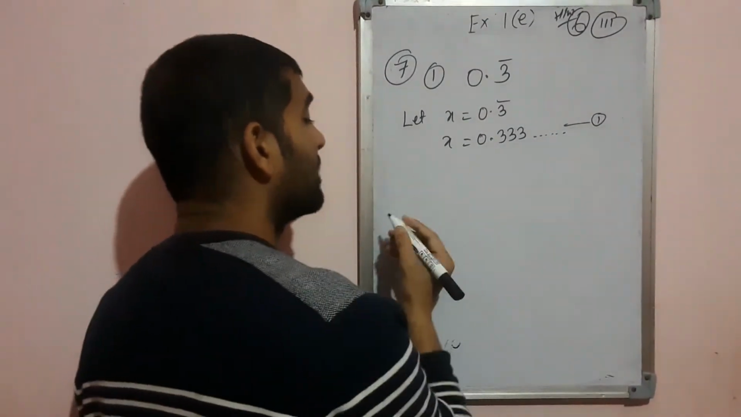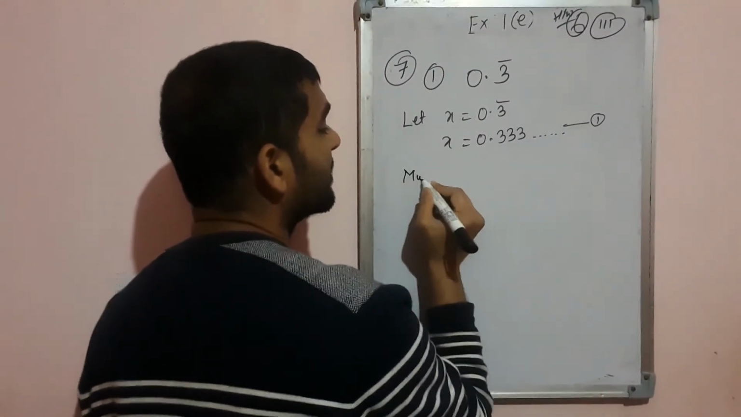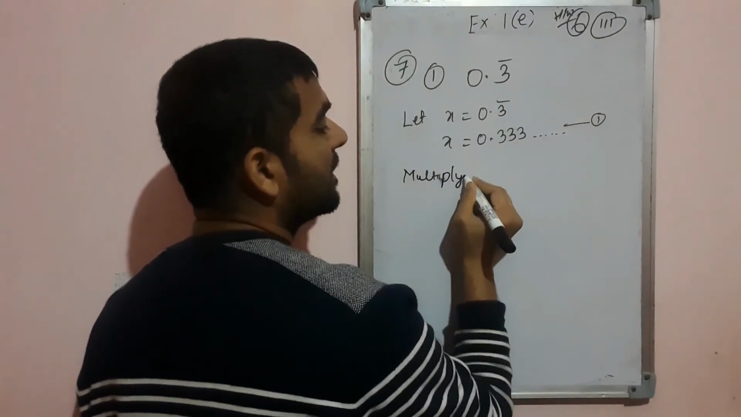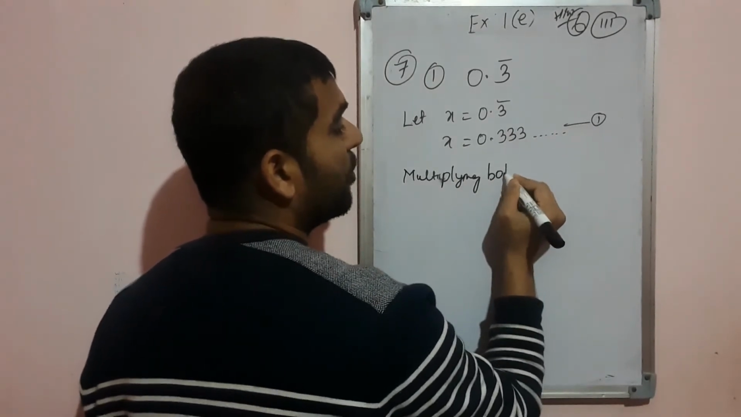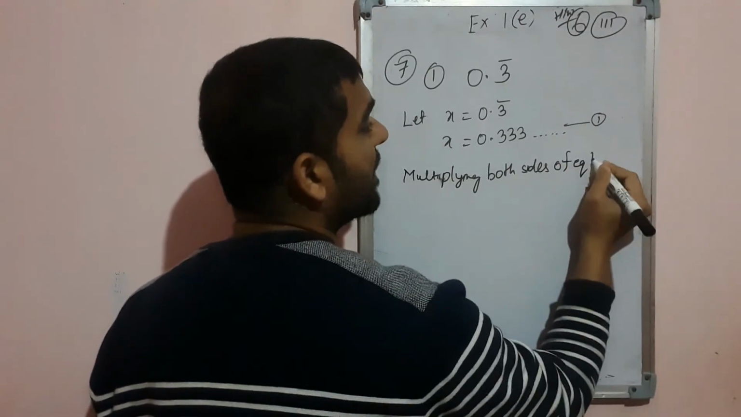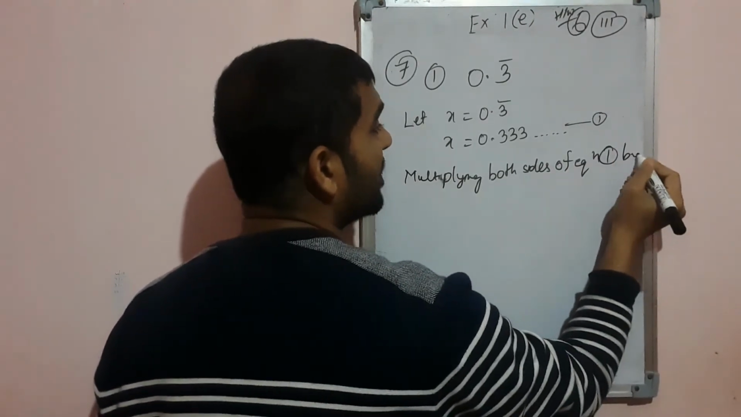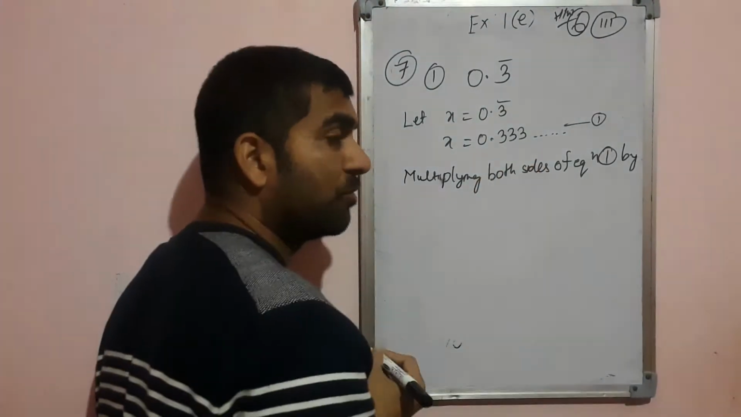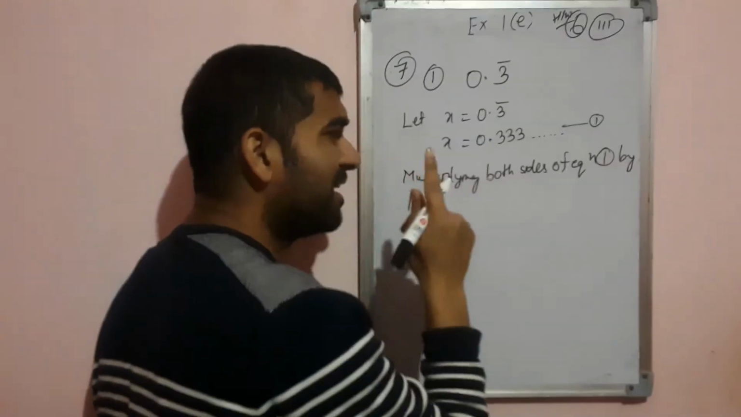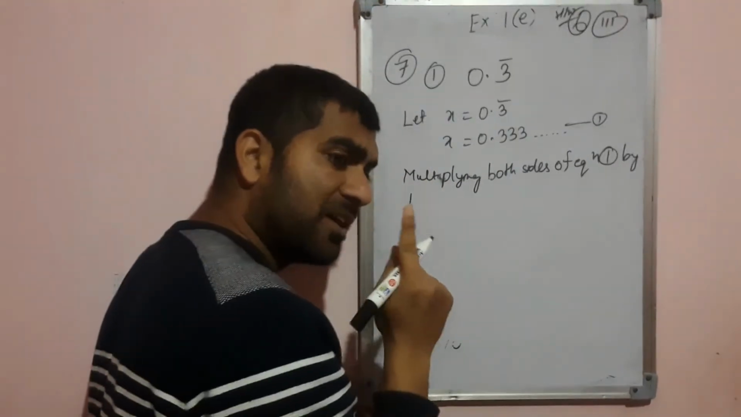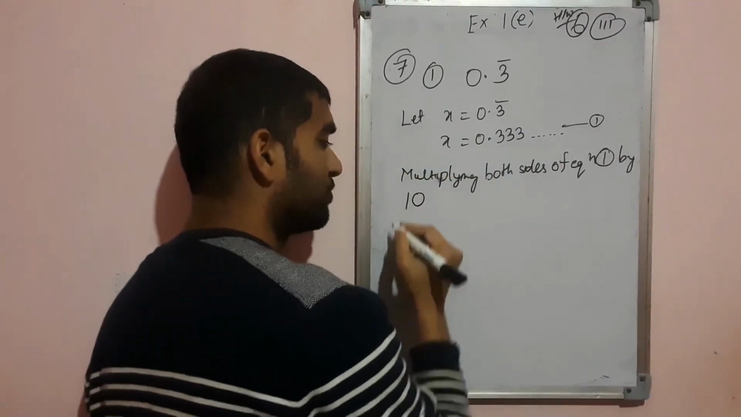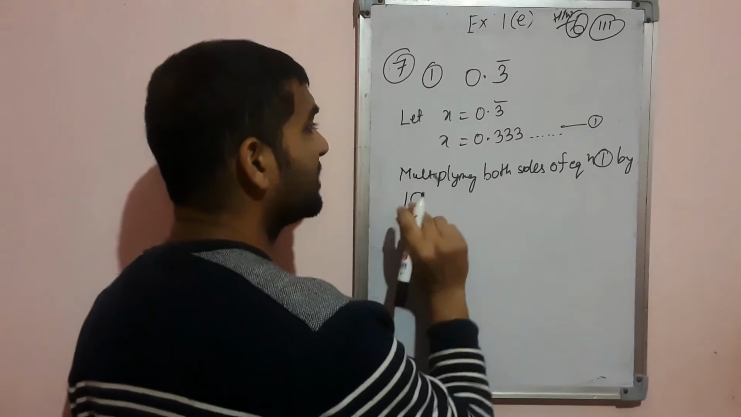Now we will write what? Multiplying both sides of equation 1 by what? What number will we multiply here? From here we will come to know. After the point, how many digits are repeating? Only one digit is repeating, 3 3 3. Since 1 is repeating, we don't have 3 4 3 4 2. So 1 repeating means 10. So multiply both sides by 10, 10 into x.